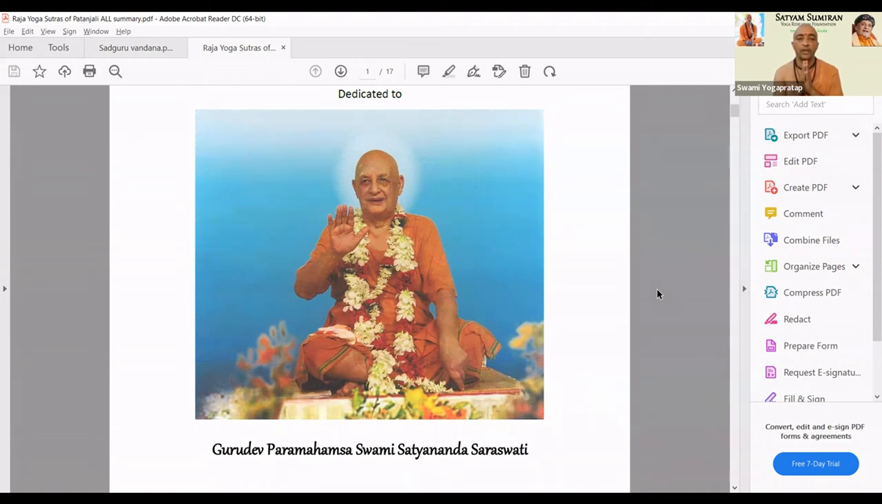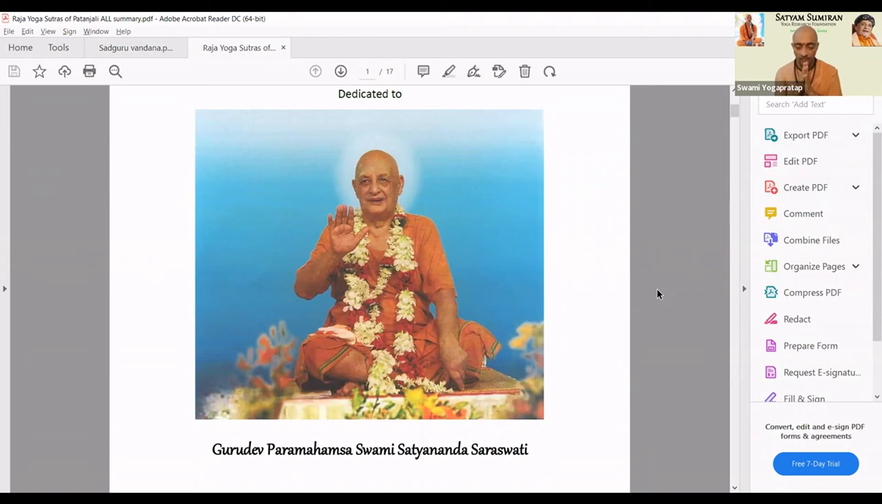Tvameva mata cha pita tvameva, tvameva bandhush cha sakha tvameva, tvameva vidya dravinam tvameva, tvameva sarvam mama deva deva. Hari Om.